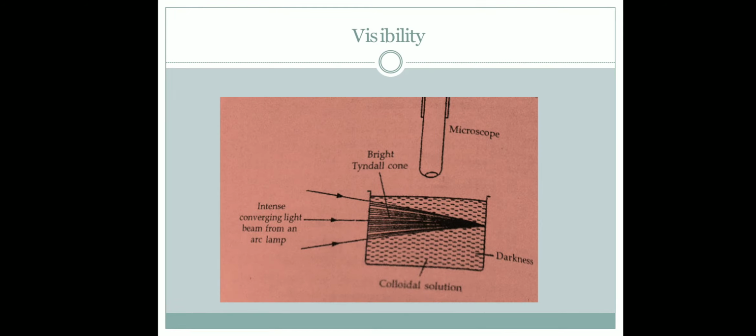Visibility. When a beam of light is allowed to pass through a sol, the scattered beam is viewed through a microscope placed at right angles to the incident beam. The arrangement obtained is called an ultramicroscope. Our eye perceives various spots of light surrounding the particles. Here, we do not see the actual particles but only see the light scattered by them.